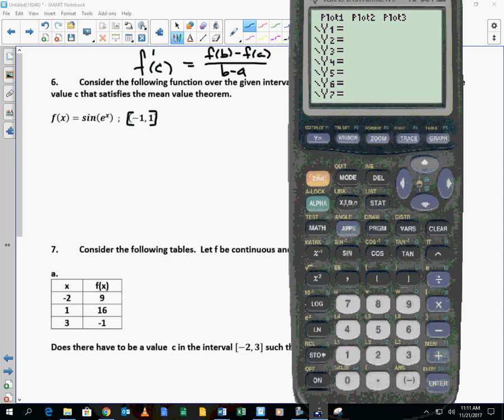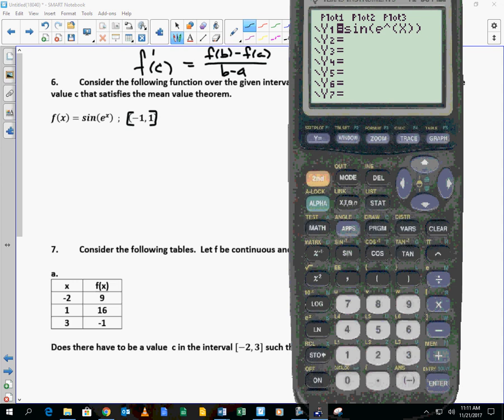Okay, we'll try it again. So we press sine, and then e to the x is going to be second natural log. We have an x, close the parentheses. So this is exactly what we did yesterday, folks. You started by plugging in what? The points. We can find f of 1, right?